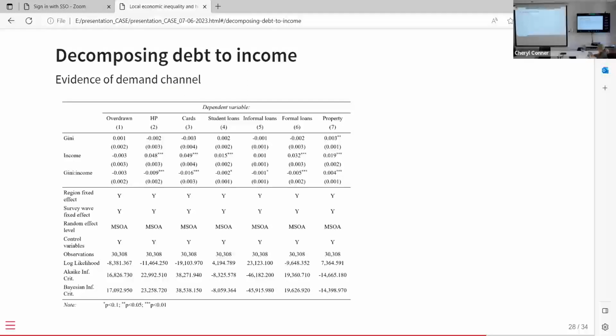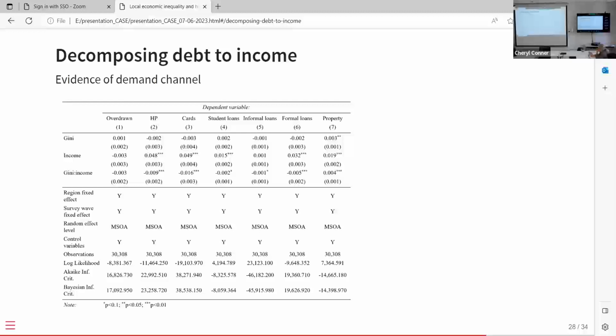For property, actually, the sign is flipped. Significant, the sign is flipped, a positive interaction. So lower income households are less likely to borrow in areas of high inequality, controlling for all other variables. So there's something very different about property, and property is obviously a very different form of debt.